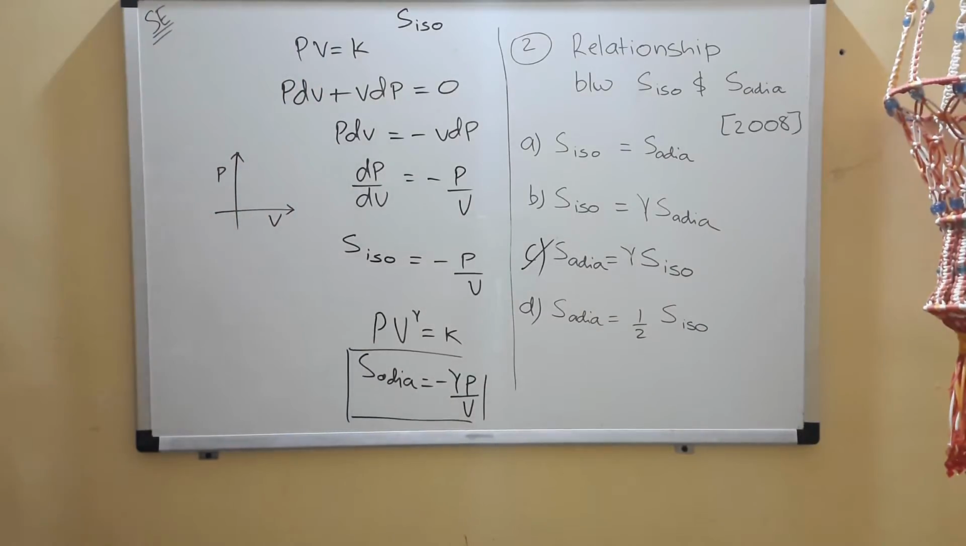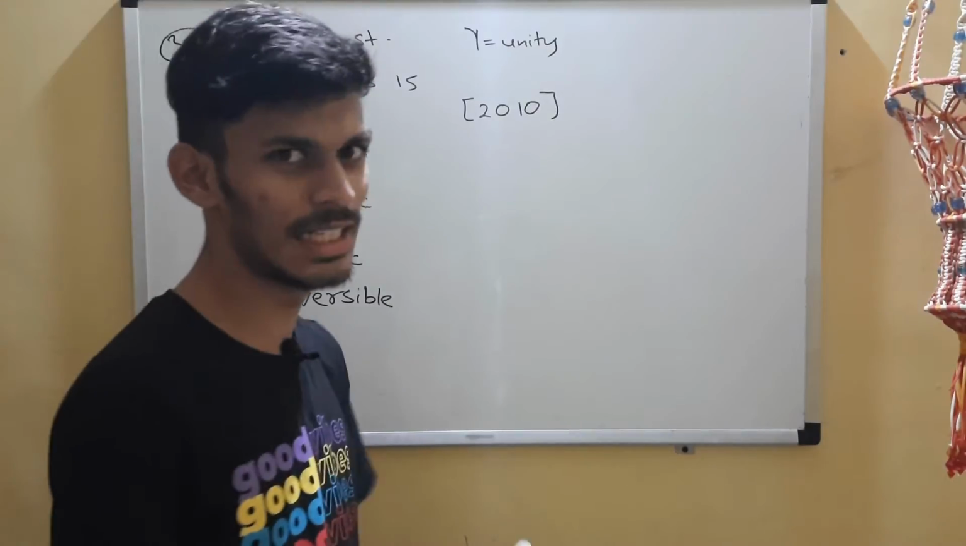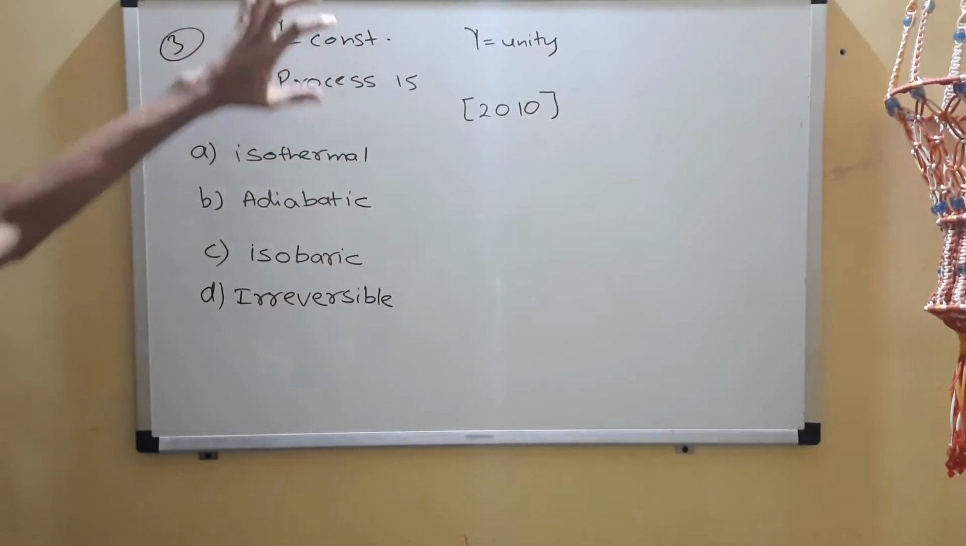Over to the next question. So question 3 over here from 2010 BITSAT. In this question you are given PV raised to gamma is constant.